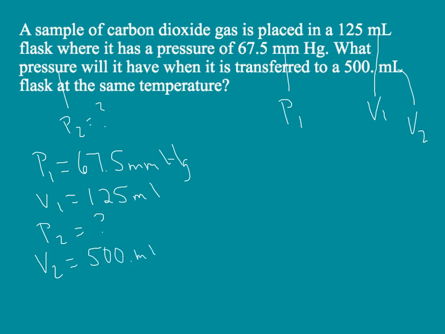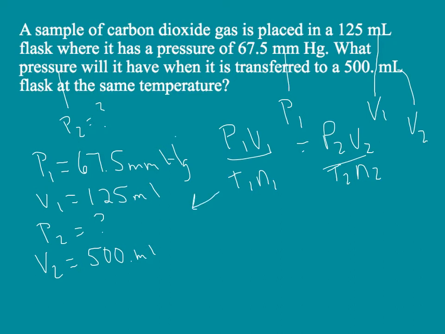Now we take our one equation, P1V1 over T1N1 equals P2V2 over T2N2. And we're going to cancel out all of the variables that are not listed in our given and needed stuff. So temperature and moles are not needed. So now we just have P1V1 equals P2V2. We're going to fill those numbers in.